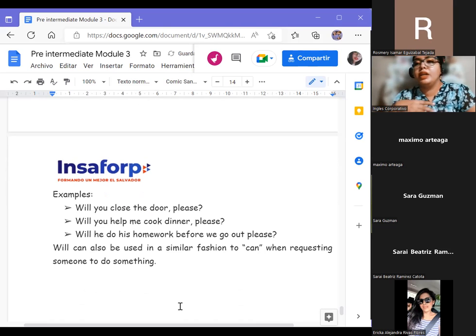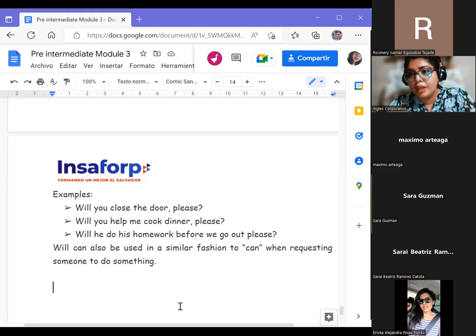And now that we know how we can use the auxiliary will, we are going to see the other word, would, and how we can use it for requesting. So in that case, we are going to see the information and some examples, because this is a very short topic. So we are going to end the topic with the word would. That is very short.